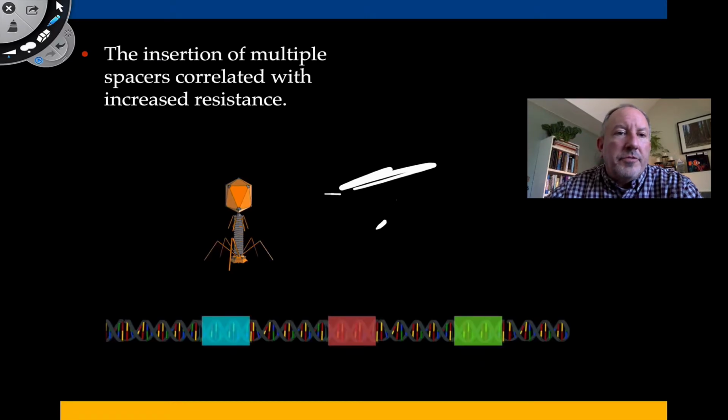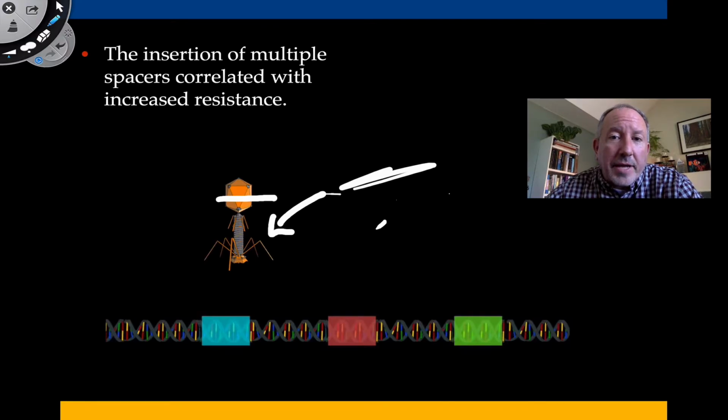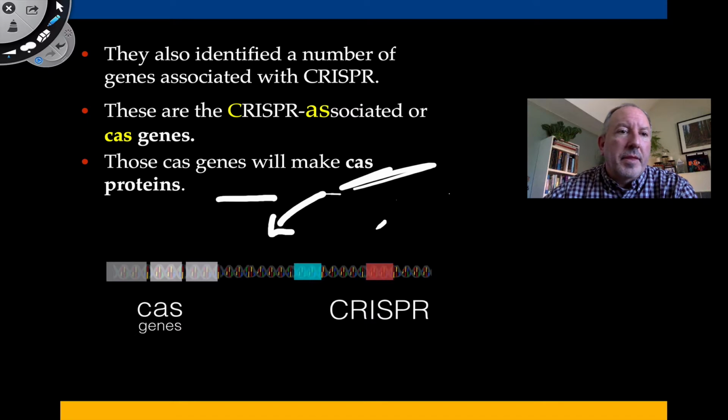So the insertion of multiple spacers in a bacterial chromosome is correlated with increased resistance. The more phage that infect bacteria, the greater resistance their descendants will have against any of those viruses that previously infected them.